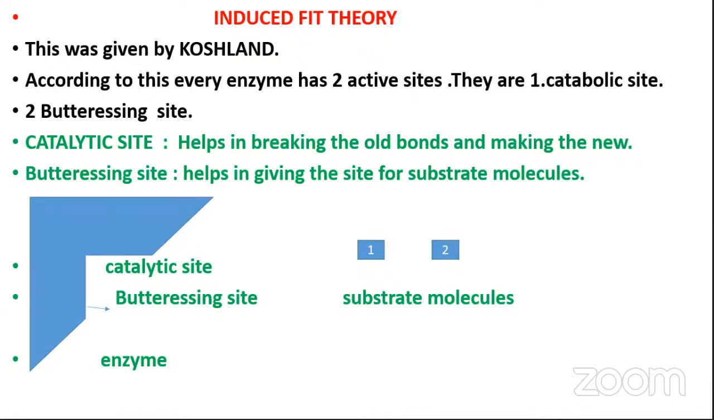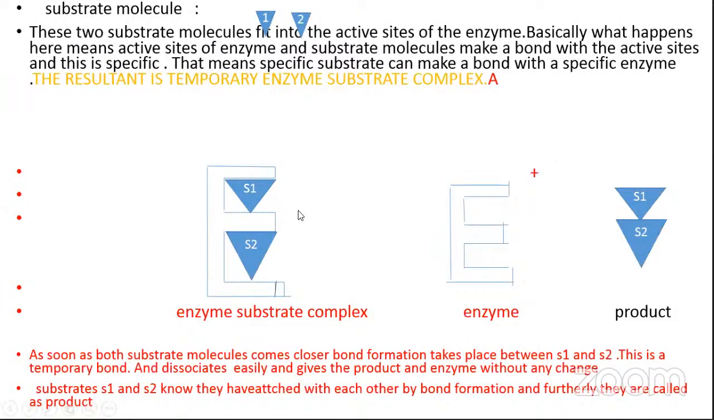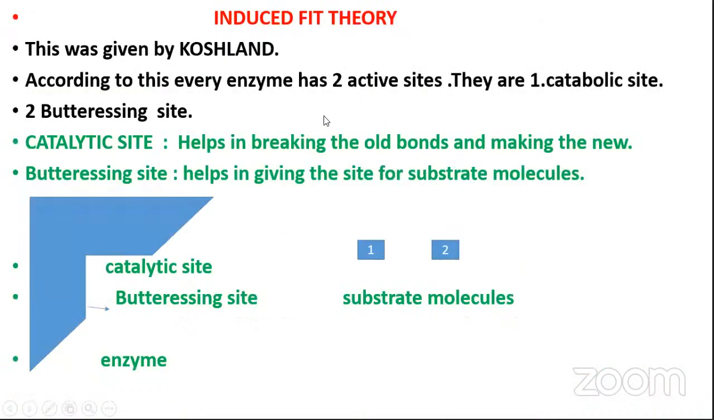According to this, every enzyme has two active sites. It is a little bit different from the lock and key theory. In lock and key theory, there is only one active site, that means the same type of active site. Only one active site is there. But in this induced fit theory, each and every enzyme has two active sites.